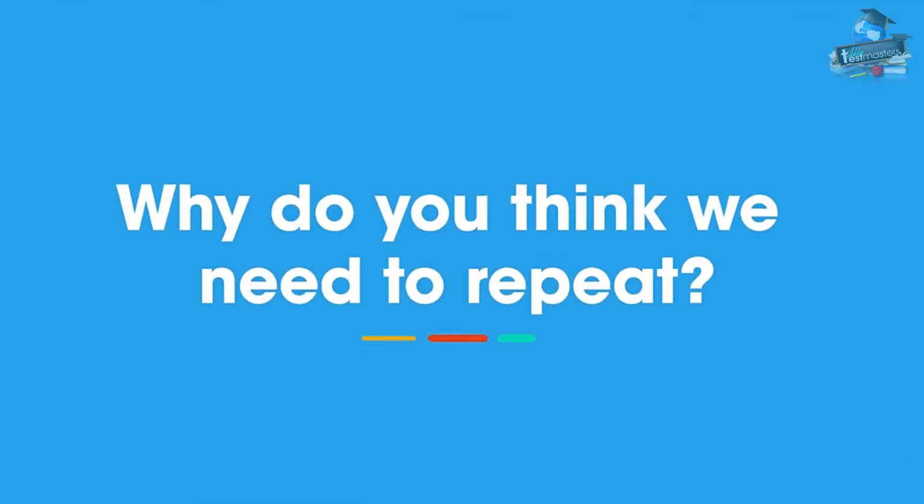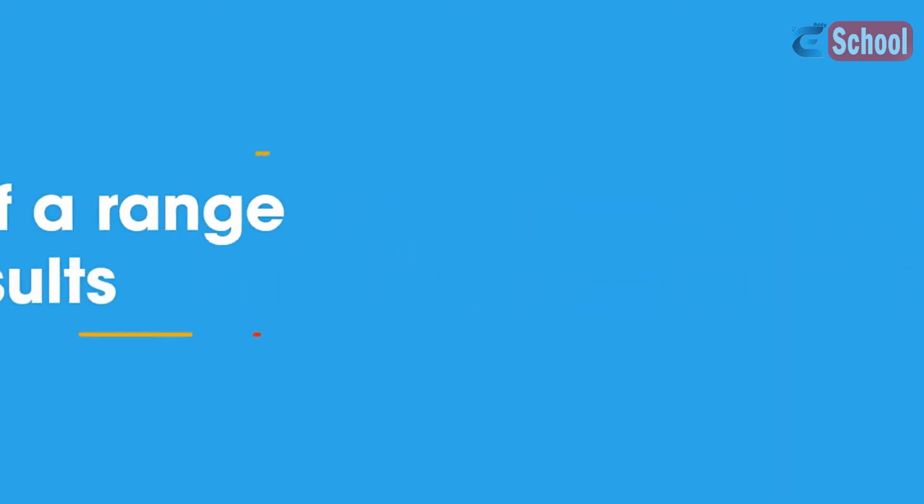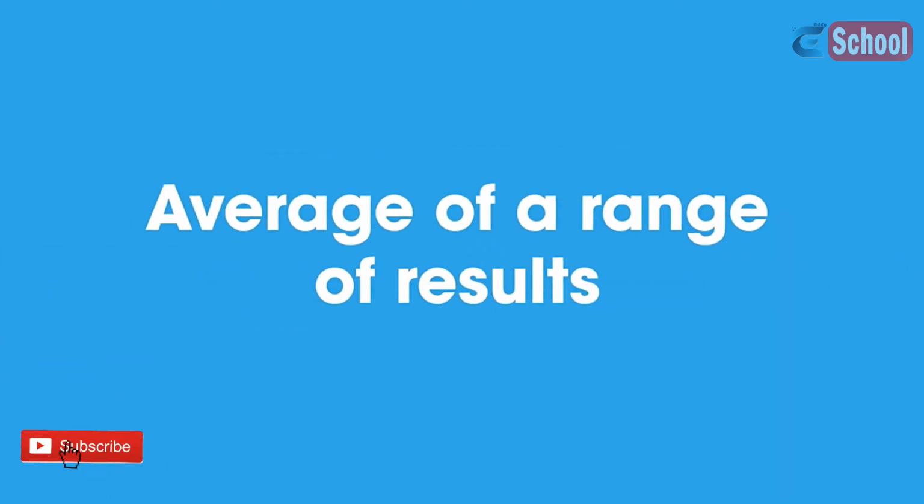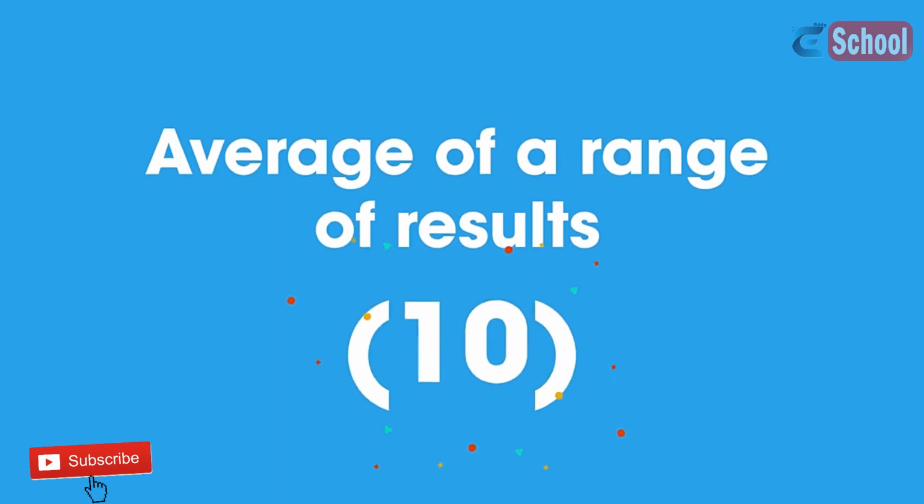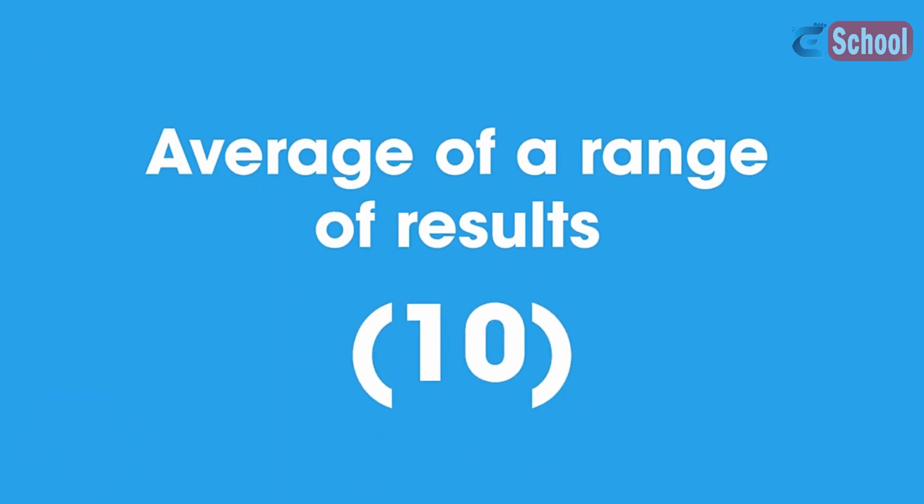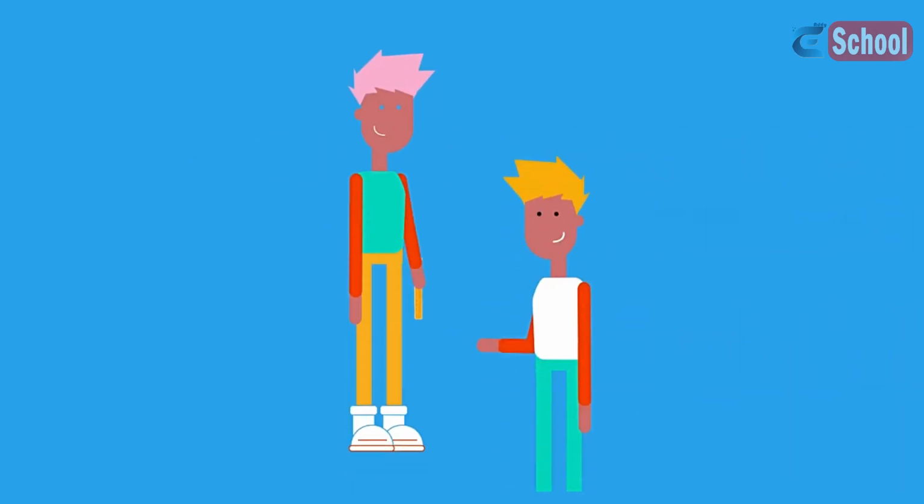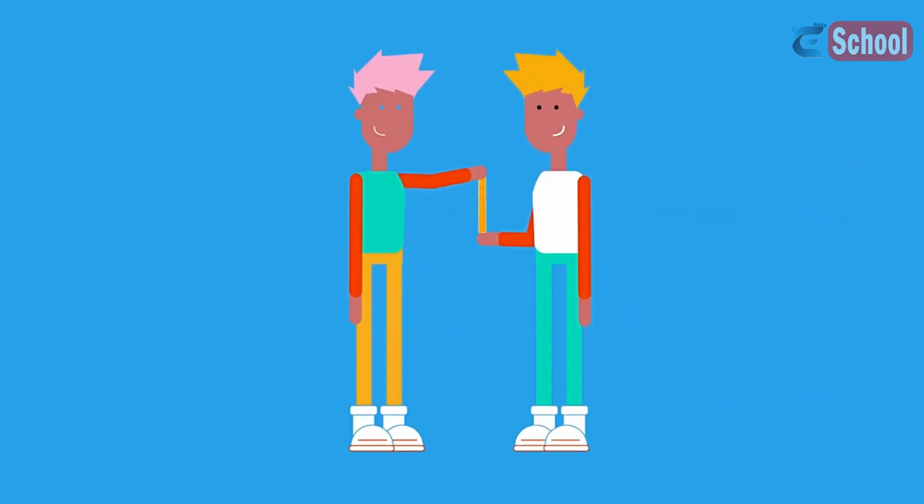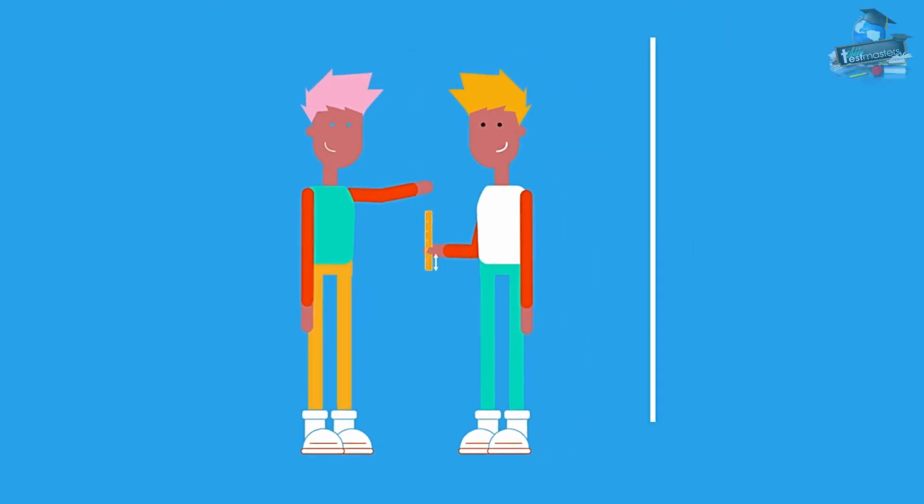Why do you think we need to do these repeats? Well, this is so that we can work out a mathematical average of a range of results, 10, for example, to reduce random errors that can arise in this or any experiment. The experiment would be done when the subject is in a calm setting with no distractions. This gives us a baseline result.